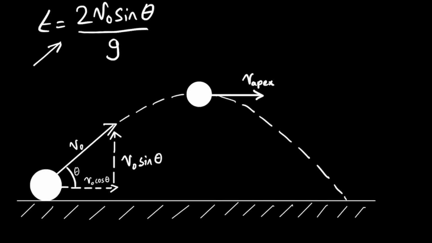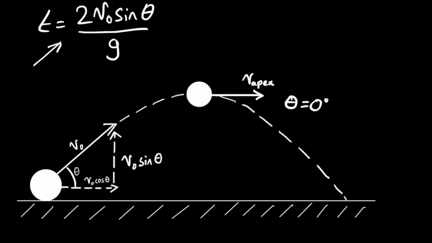As you can see over here, the velocity at the apex is completely horizontal, and the angle that it makes with the ground, or theta, equals 0 degrees. The reason for this is that the vertical component of the velocity vector is continuously diminished up to the apex by the acceleration due to gravity.